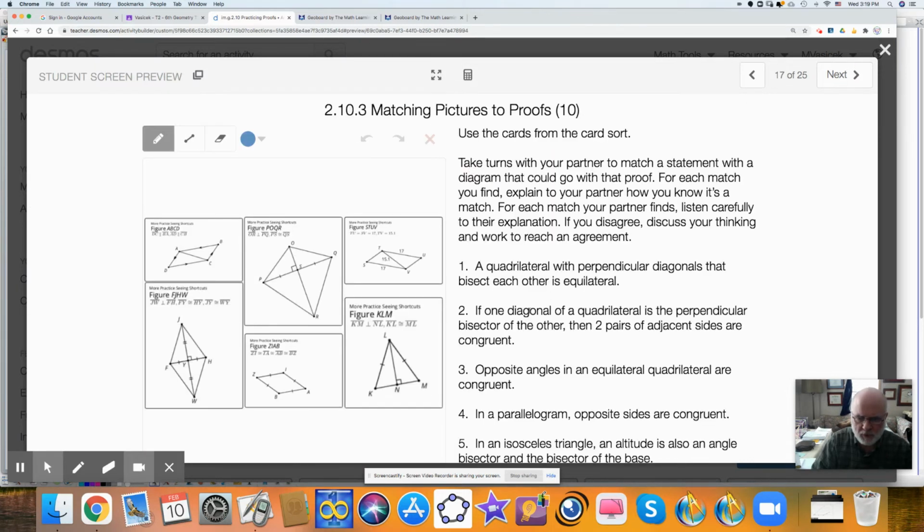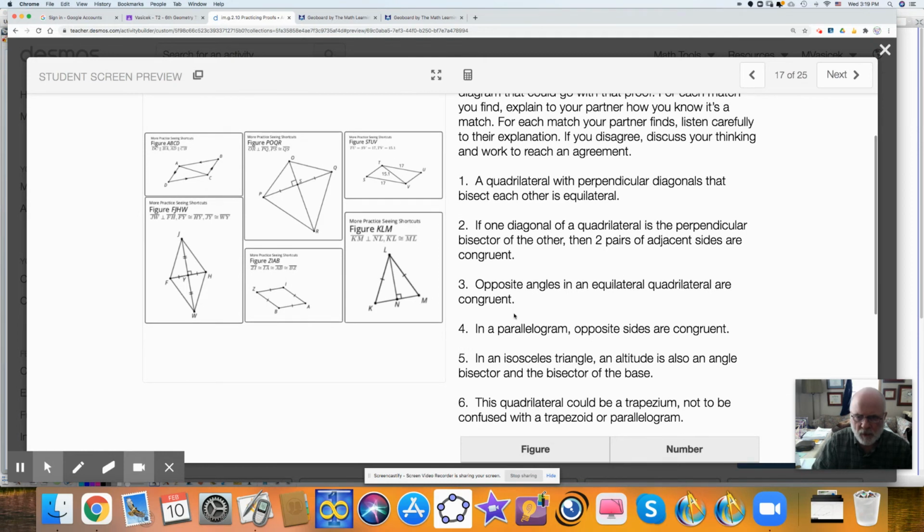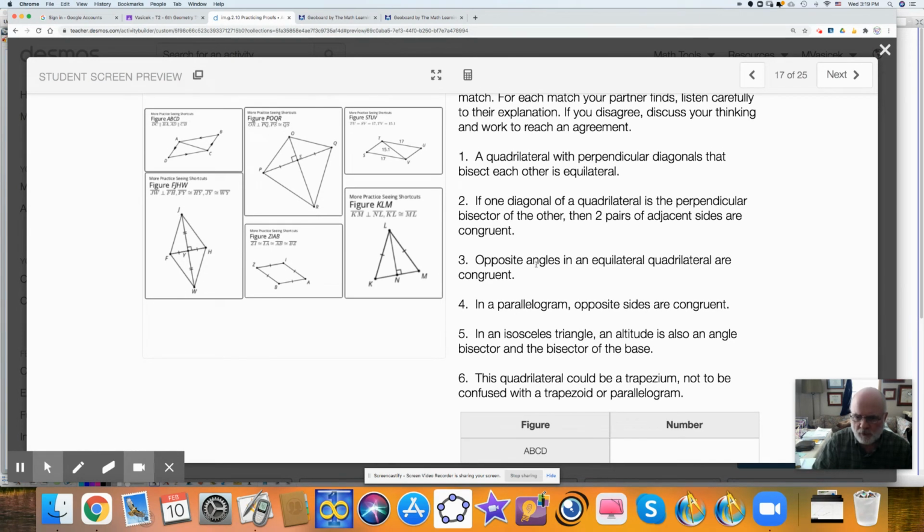Matching pictures to proof. Let's see. So here are some things that you could prove if you knew certain things were true. A quadrilateral with perpendicular diagonals that bisect each other. Well, here we have perpendicular diagonals that bisect each other. They say this is equilateral. So this, I could prove that this is a rhombus, maybe.